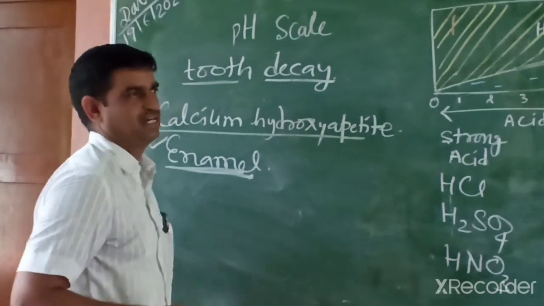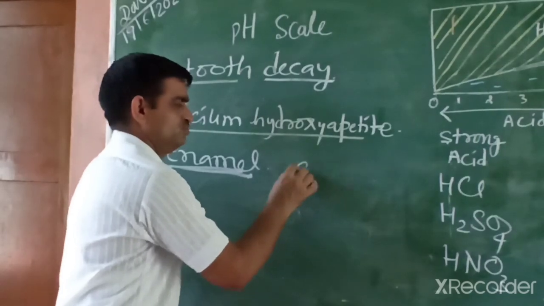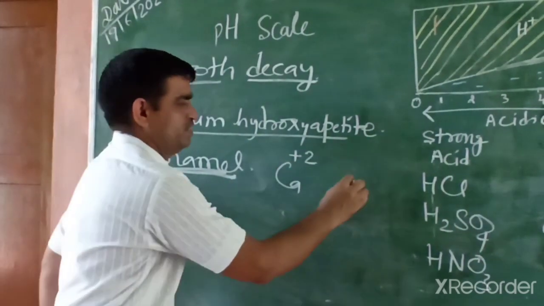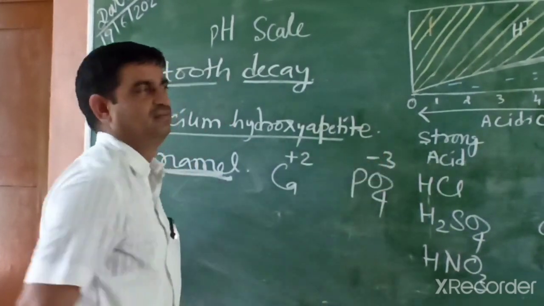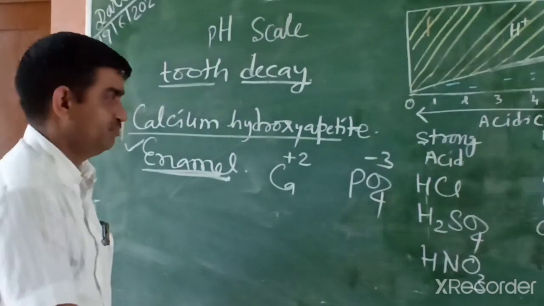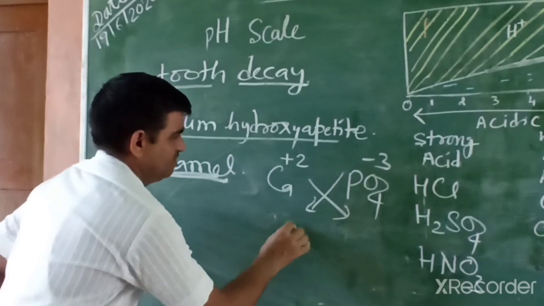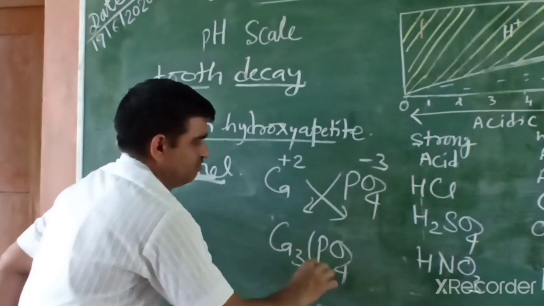So you know what calcium phosphate is. How can we write the calcium phosphate formula? You know the charge of calcium is plus 2, and what is the charge of phosphate? PO4 is minus 3, or 3 minus. So how can we write it? We cross the charges, so you write the formula Ca3(PO4)2.